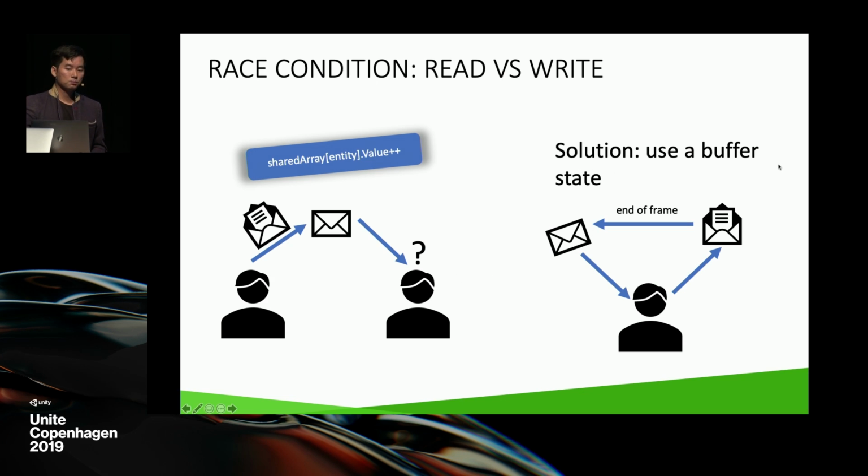The solution would be to use a buffer state. So you read from a place, and you write it to another place, and at the end of the frame, you write back to the correct place. Either that, or you have two arrays, A and B, and the system will have a Boolean flag to work on A and then write to B, and then the next frame it works on B and writes back to A. So that will avoid this type of race condition.